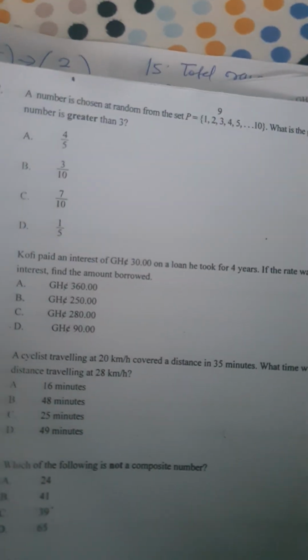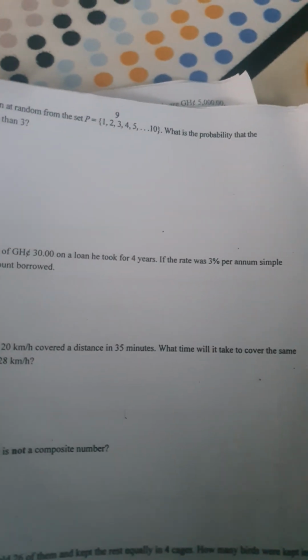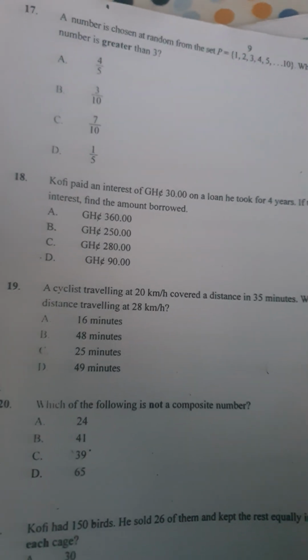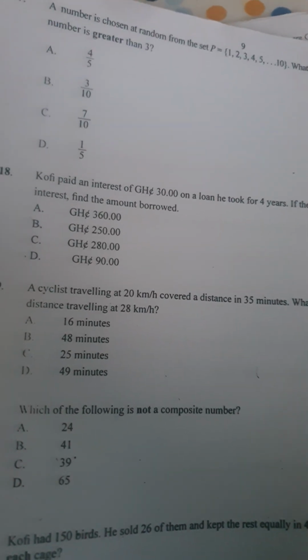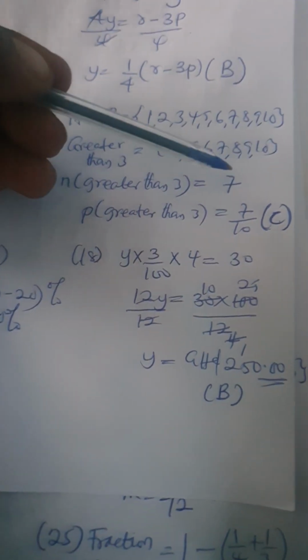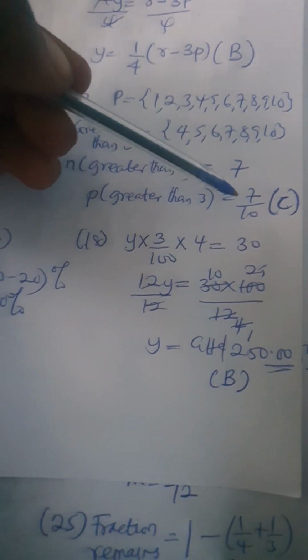Number 17. A number is chosen at random from the set P: 1, 2, 3, 4, 5, 6, 7, 8, 9, 10. What's the probability that the number is greater than 3? Which of them is more than 3? 4 up to 10. That is 7 of them. Probability is what you are looking for out of the total. 7 out of 10. That's C.